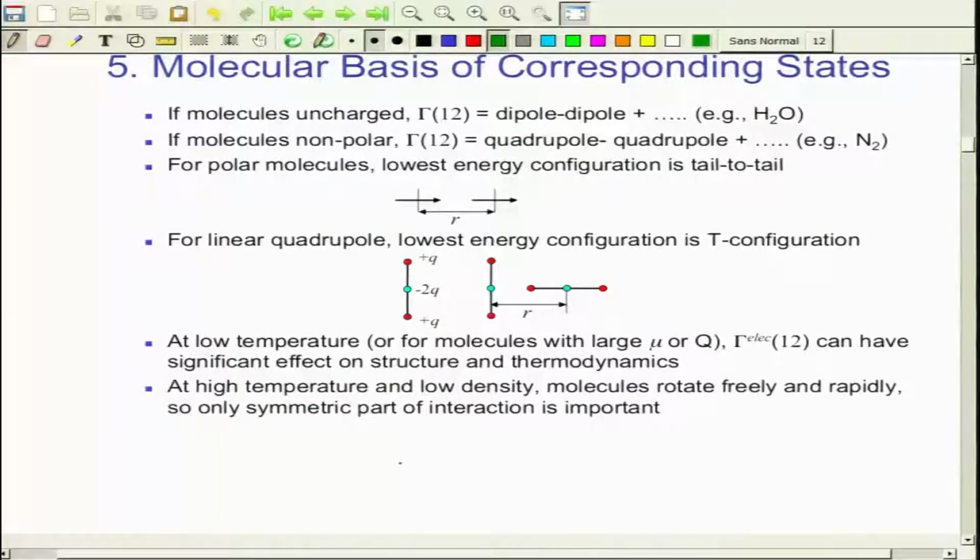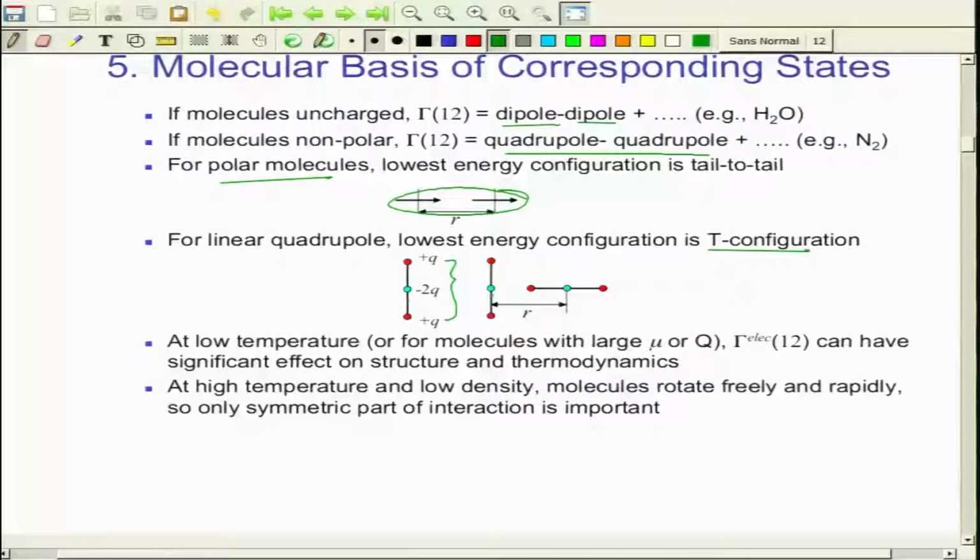Let me just try to explain a bit related to the arrangement. If molecules are uncharged, then of course the charge interaction will be negligible or 0, and only the dipole or other contributions will come. If the molecule is non-polar, it does not have a dipole, but it can have quadrupole interaction. For polar molecules, the lowest energy configuration is tail to tail. This directly comes from the expression which we have written here. And for a linear quadrupole such as this, the lowest energy conformation is a T conformation.